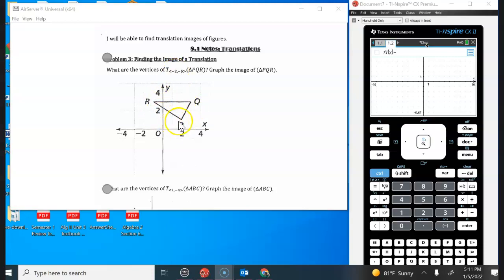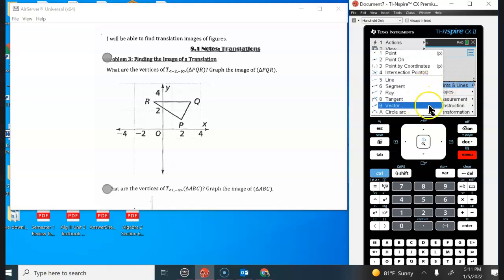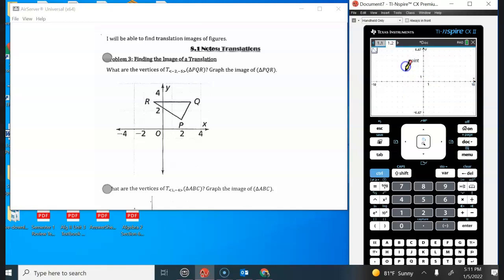But let's go ahead and graph PRQ first. So we're going to go to Menu, Geometry, Shapes, and we're going to create a triangle. And we have this point, which is going to be 2, 1. And R is at -1, 3, I think. And Q is at 3, 3. So I'm going to have to fix, there it is, I fixed it.